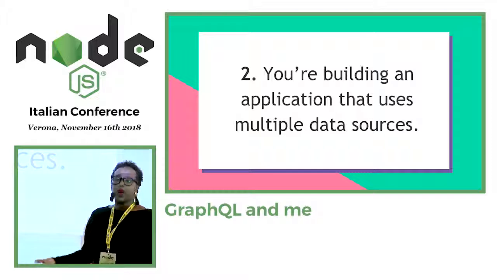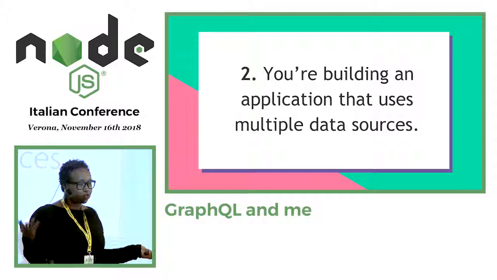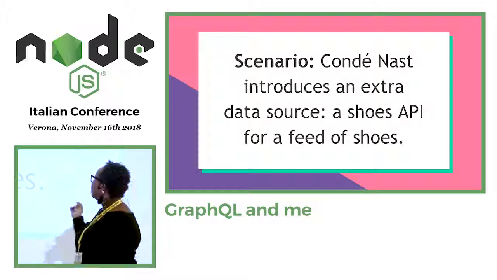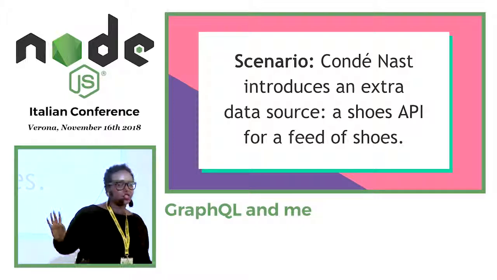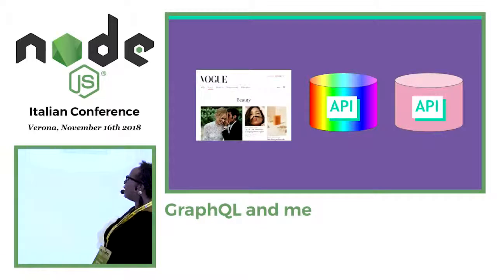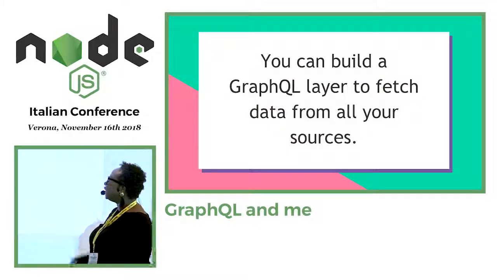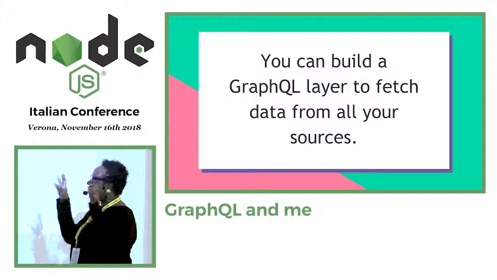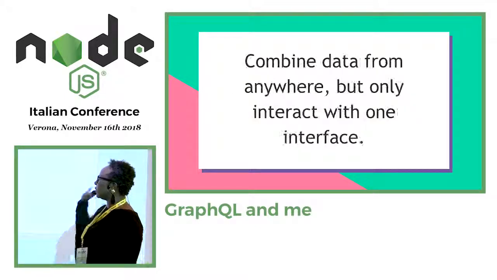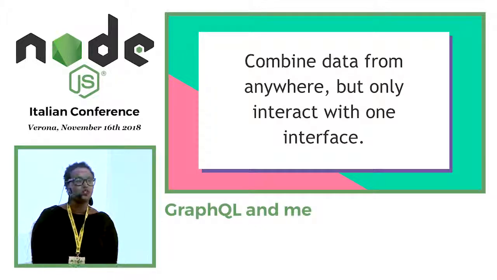Another reason why you might start a GraphQL journey is that you're building an application that has multiple data sources. Scenario: Condé Nast might decide that they need a shoe API. We need to show shoes on the Vogue website now, and there's going to be a shoe feed. How would we do that? So now we have another extra data source, right? We have another API that we have to consume. You can build a GraphQL layer that fetches this data from all these sources, and you can combine them, and your actual web application will only interface with one API.